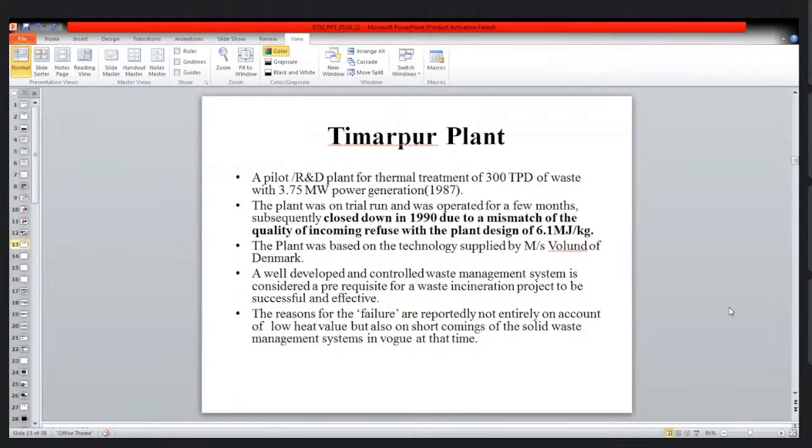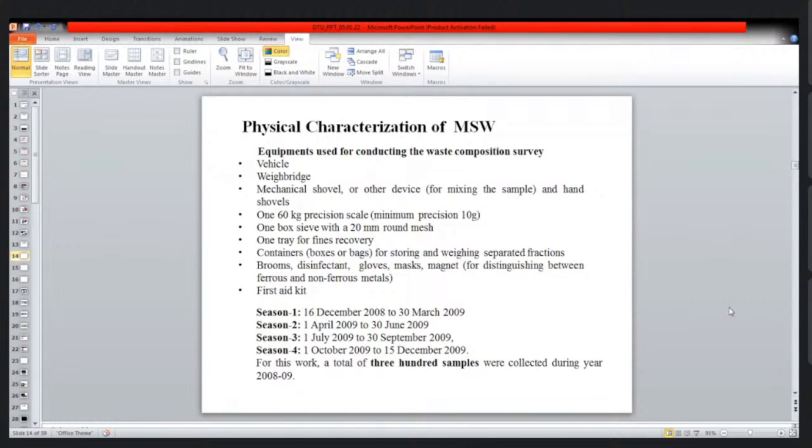So when this plant failed, it is very important for us to proceed further when we are talking about municipal solid waste. So why should not the physical characterization of municipal solid waste be carried out prior to utilization of this municipal solid waste or RDF along with the biomass? So what we have done, basically these are the equipments which need to perform this duty.